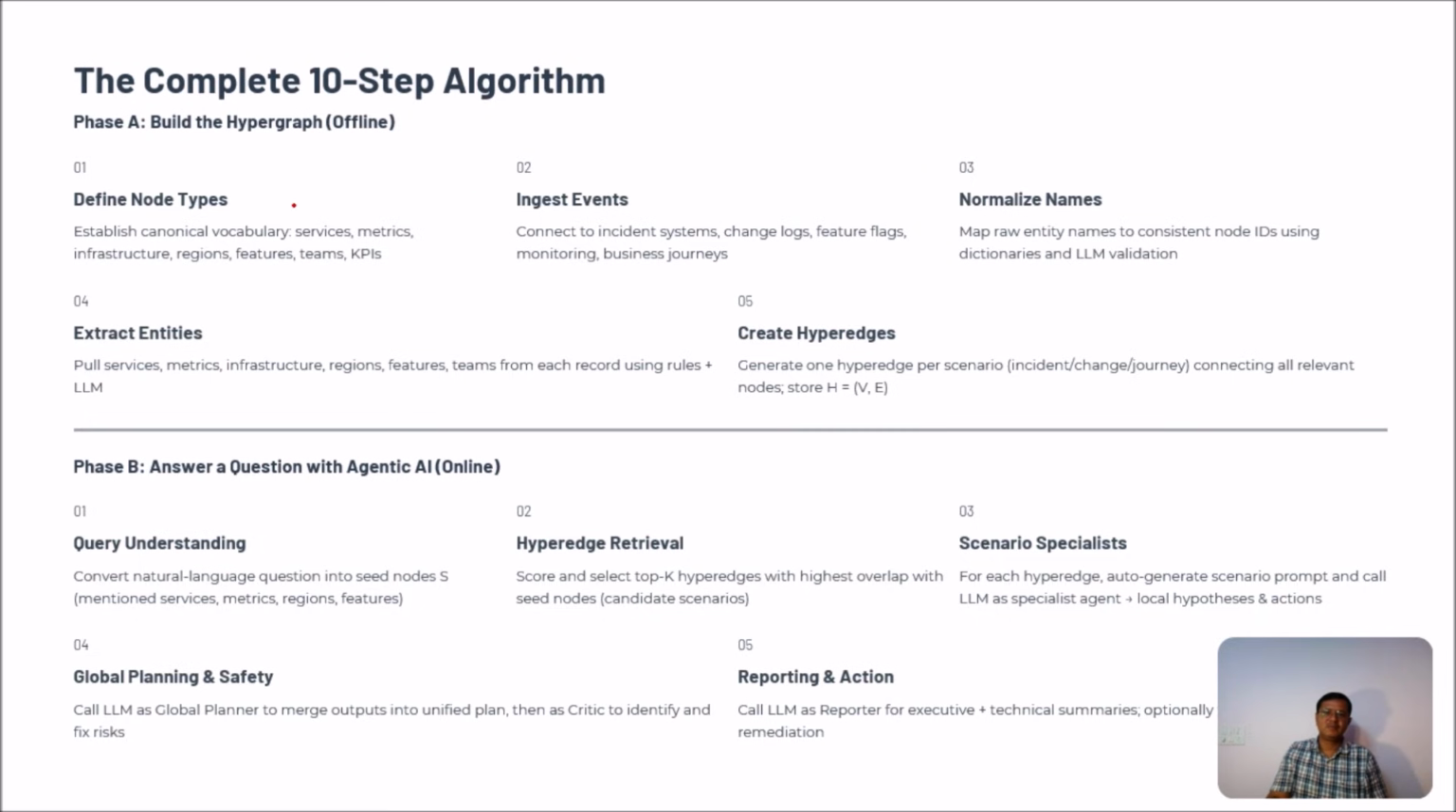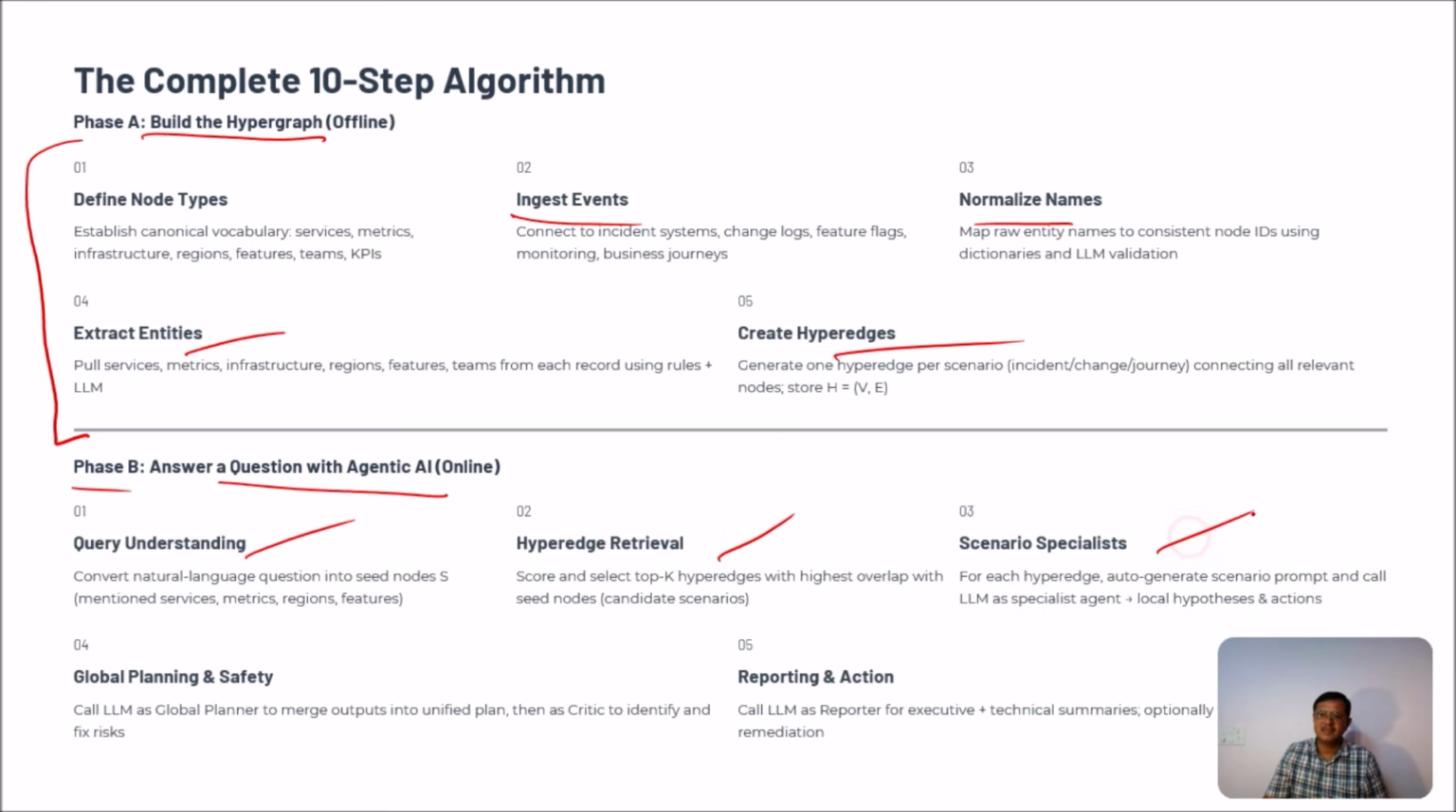So this is the important parts of the system. First, part A, build the hypergraph: define the node types, ingest the event, normalize names, extract entities, create hyperedges. Then part B, answer questions with agentic AI: query understanding, hyperedge retrieval, scenario specialists. You have to call the scenario specialist, global planning and safety, reporting and action. So these are the key parts of the system.